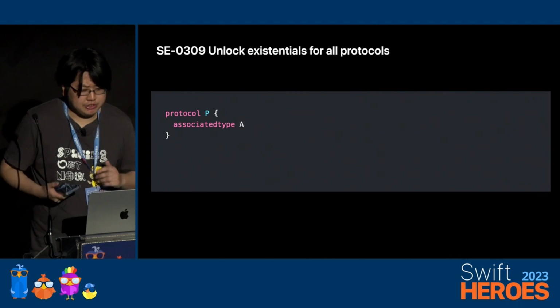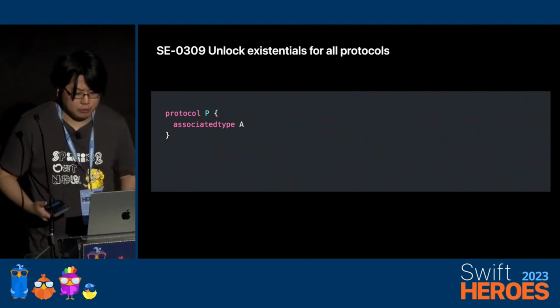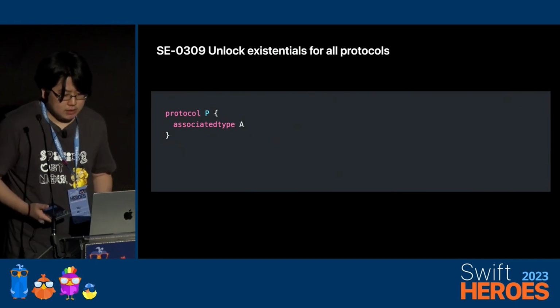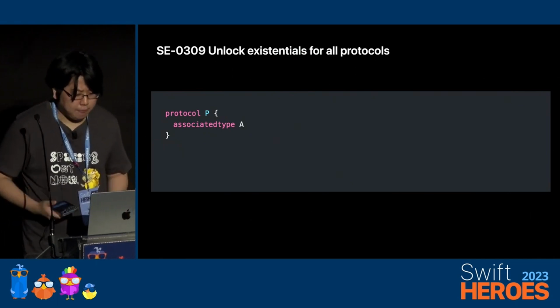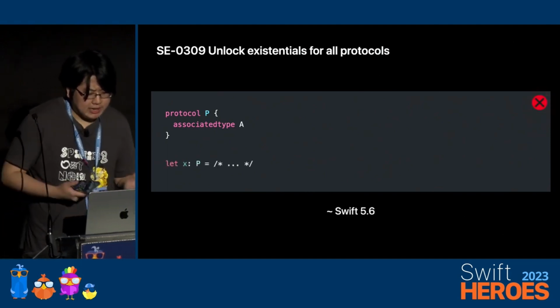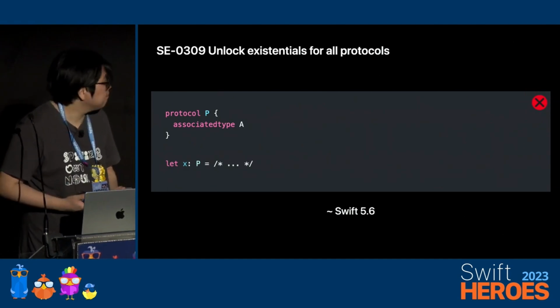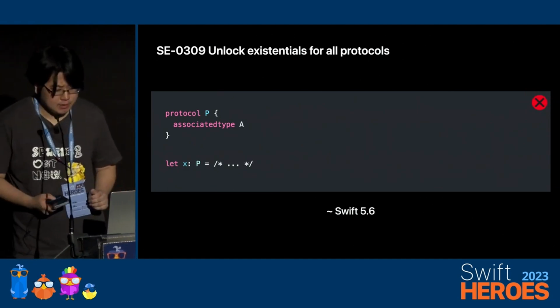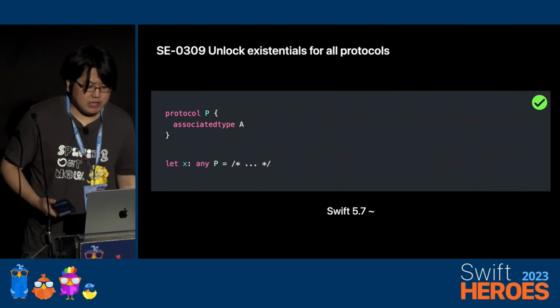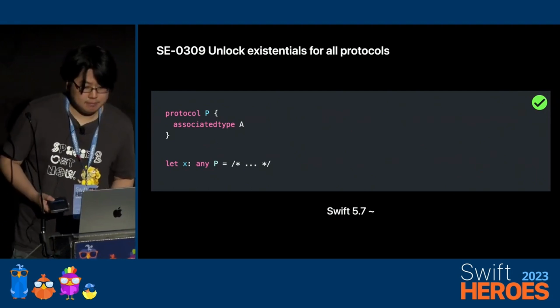Let's see the other evolution. Existential type is now very useful when you're using a protocol with an associated type. This protocol P has an associated type named A. If your protocol has an associated type, we could not use it as an existential type before. From Swift 5.7, we can use a protocol with the any keyword regardless of the associated type.